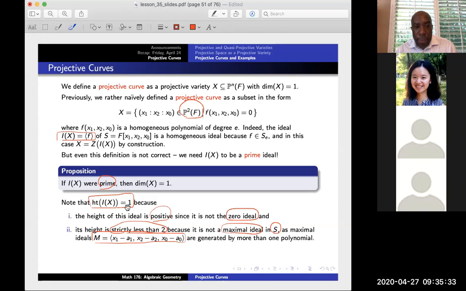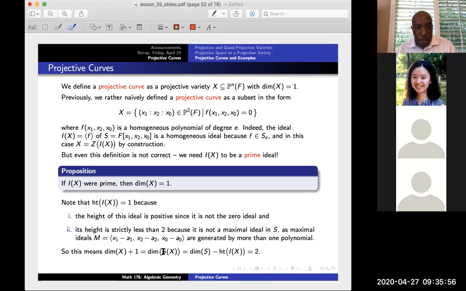So again here, I of X is a prime ideal. We know that it's not the 0 ideal. We know that it is not a maximal ideal. So if you just do a counting argument, the height can't be 0, the height can't be 2, so the height has to be 1. Okay. Does that kind of make sense here, why the height has to be 1? Yeah. Okay. All right. So now we just do counting.